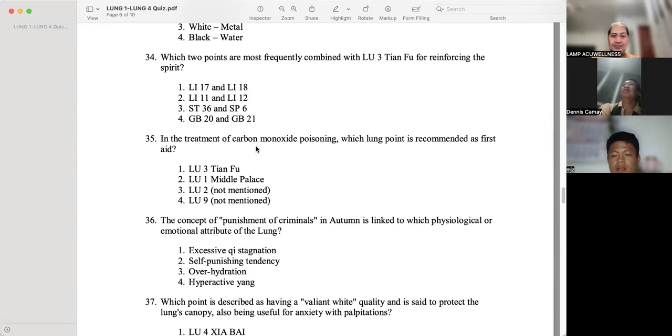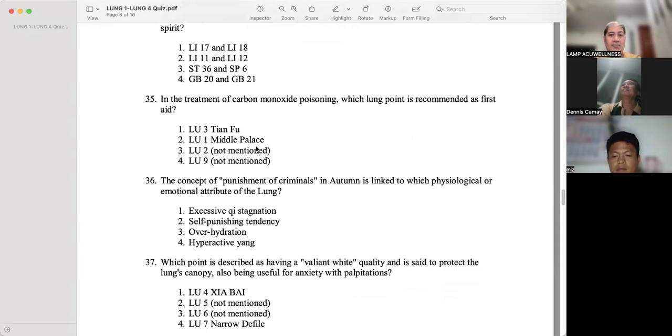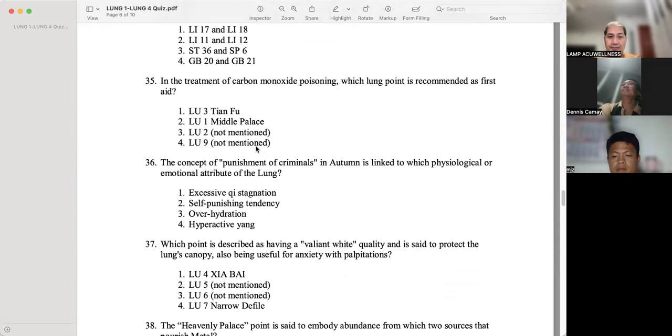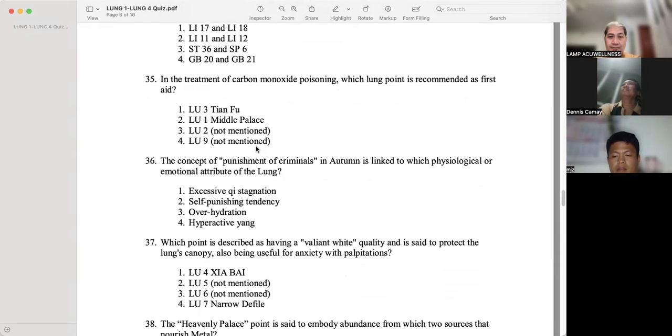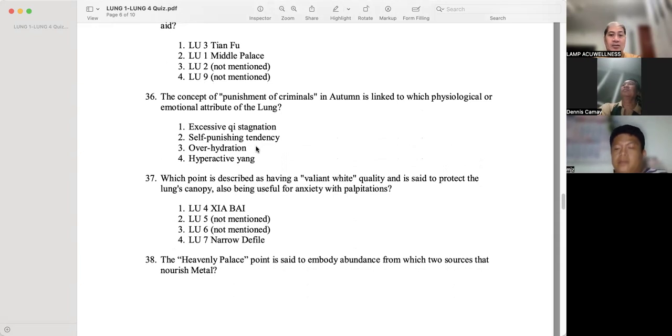Lung 17 and lung 18. LI 17, LI 18. In the treatment of carbon monoxide poisoning, which lung point is recommended as first aid? Lung 3 and 4. The concept of punishment of criminals in autumn is linked to which physiological or emotional attribute of the lung?